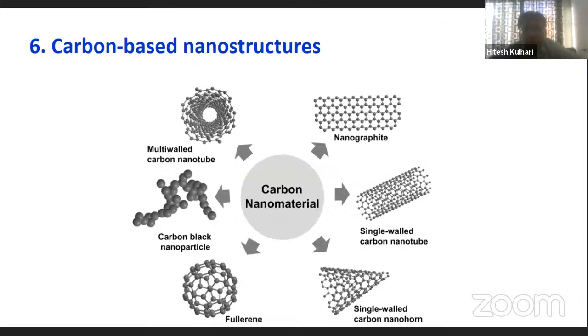Next is the carbon-based nanostructure. In carbon-based nanostructures, we can synthesize various carbon structures using carbon as the starting material, like graphene oxide sheets and multi-wall carbon nanotubes. Most of them are synthesized from graphite. Graphite is a bulk form of carbon, and when we process graphite with different types of techniques, we can convert it into carbon nanomaterials like single wall carbon nanotubes, double wall carbon nanotubes, fullerenes, and graphene oxide sheets. These are some examples of carbon based nanostructures.